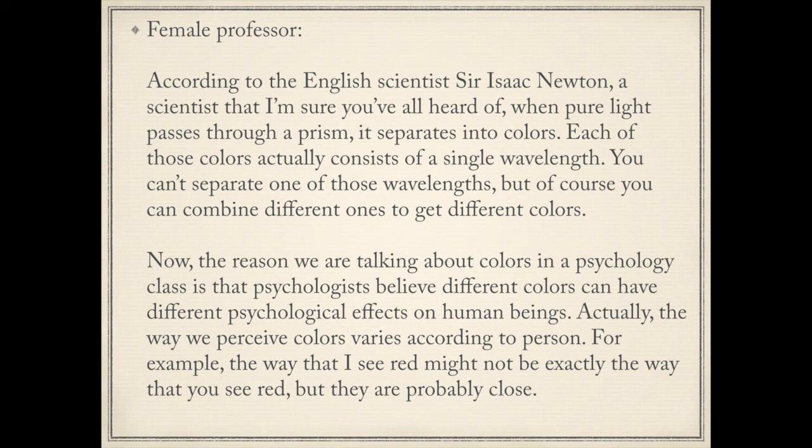Now, the reason we are talking about colors in a psychology class is that psychologists believe different colors can have different psychological effects on human beings. Actually, the way we perceive colors varies according to person. For example, the way that I see red might not be exactly the way that you see red, but they are probably close. Okay, so at this point you should note Newton, prism, wavelengths, right, and the differences in humans in perceiving colors. Okay, let's move on.